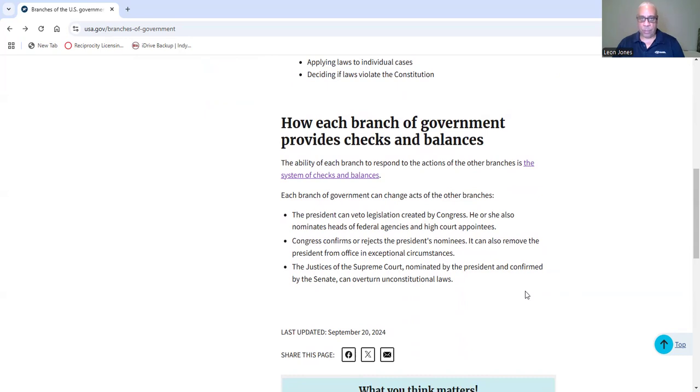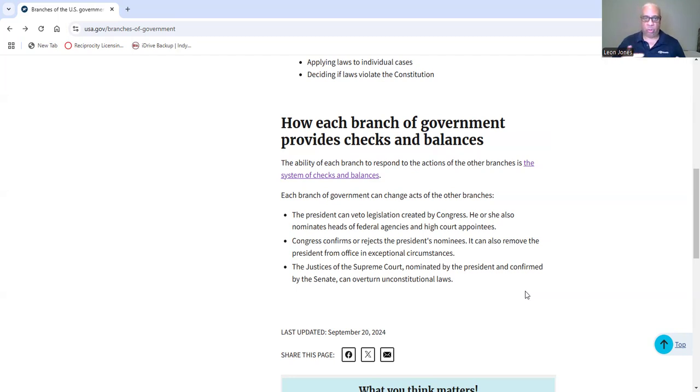Well, the ability of each branch to respond to the actions of the other branches is the system of checks and balances. We call them checks and balances. It's like accounting. You have to balance everything out. Now, each branch of government can change acts of the other branches. In other words, the president can veto legislation created by Congress.